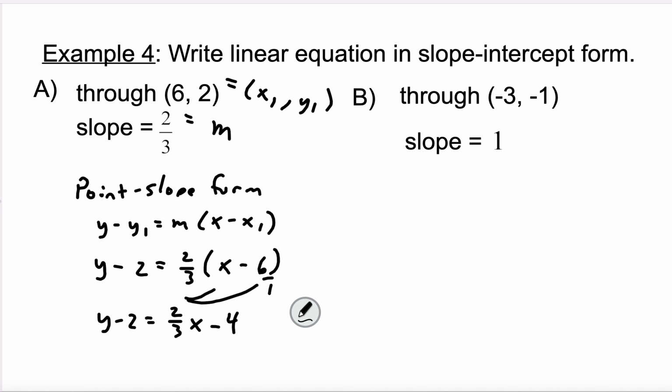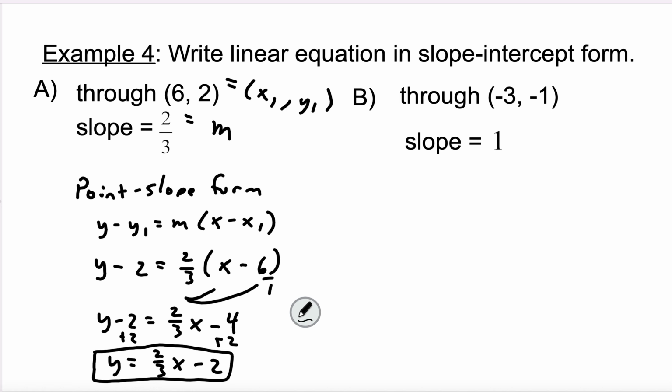All right, so put this in slope-intercept form. So I have to bring the 2 over, so I have to add 2 to both sides. And we end up getting y equals 2/3 x minus 2. So there it is in slope-intercept form, y equals mx plus b.